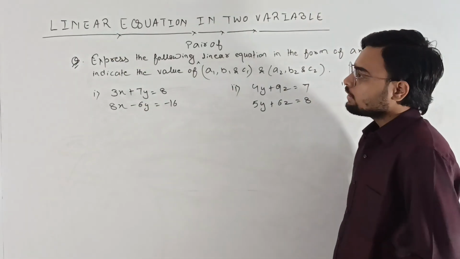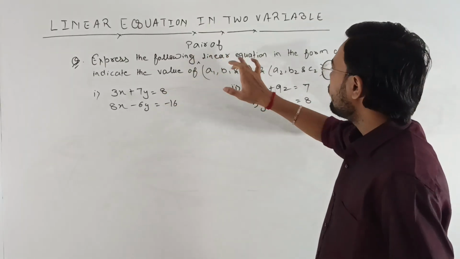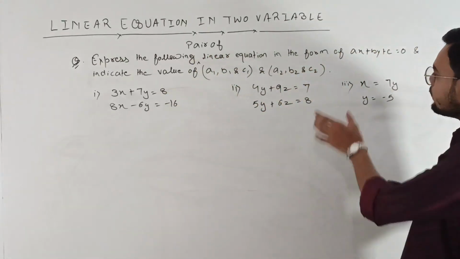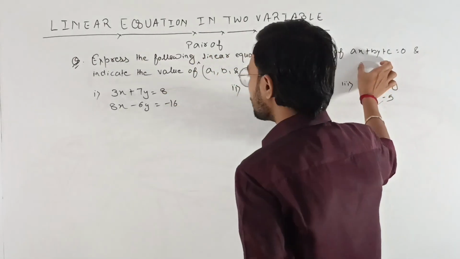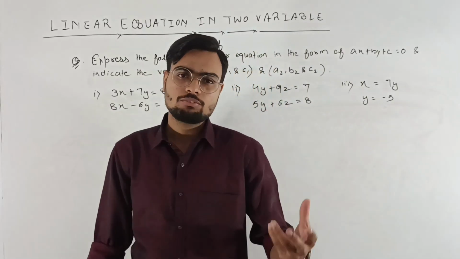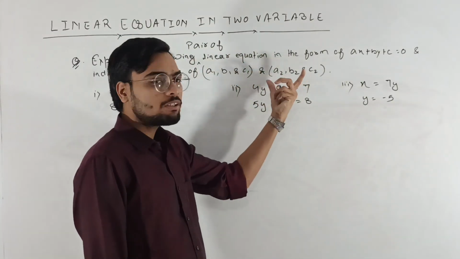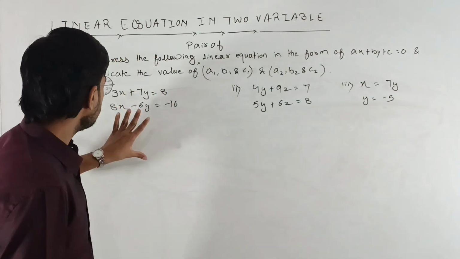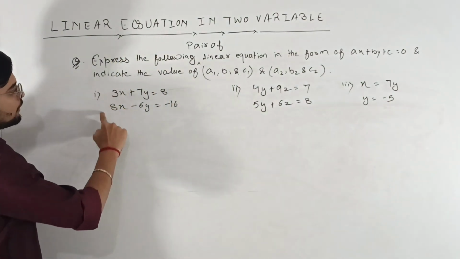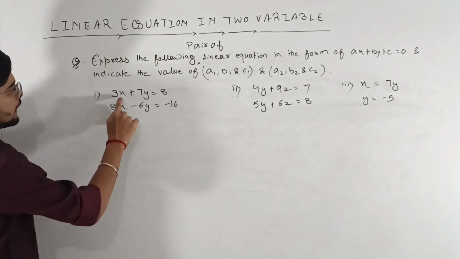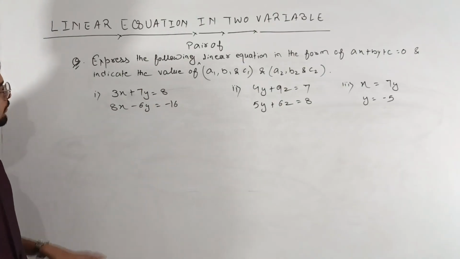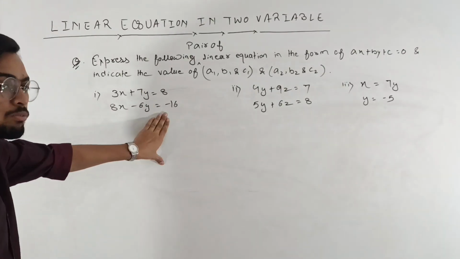Now let's see our second question. The question is: express the pair of linear equations in the general form, that is ax plus by plus c is equal to 0. Then after expressing in general form, we have to write the values of a1, b1 and c1, then a2, b2 and c2. Okay, so our first question is this. We have a pair of linear equations in which the first is 3x plus 7y is equal to 8, and the second one is 8x minus 6y is equal to minus 16.